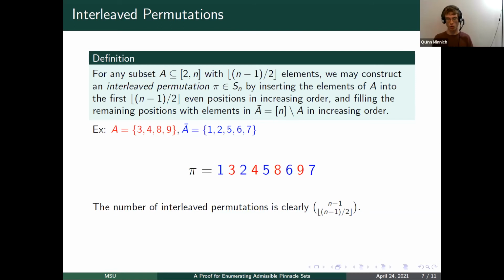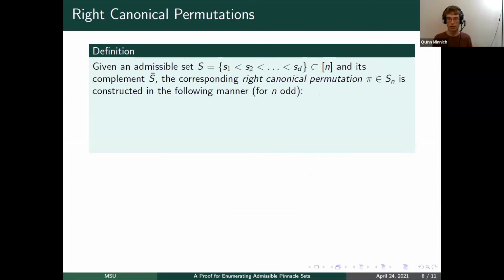All right, let's put that on the back burner for a second. We actually want to bring pinnacles into this somehow. So now we have to talk about right canonical permutations. And before I get into the definition, the concept behind these is much easier to understand than the definition makes it sound. Essentially, we're given a pinnacle set, and we want to come up with a permutation that has that pinnacle set. But we don't want just any permutation, we want a canonical one. So we choose the permutation in which the pinnacles are as far to the right as possible. And that's the right canonical permutation for that pinnacle set.